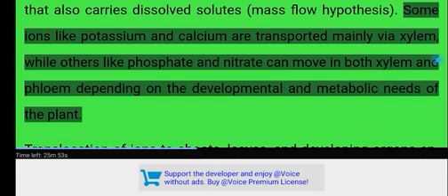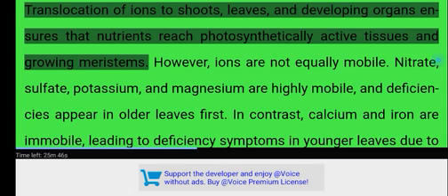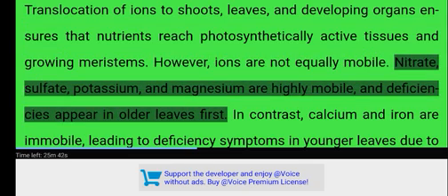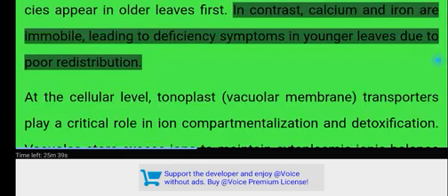Some ions like potassium and calcium are transported mainly via xylem, while others like phosphate and nitrate can move in both xylem and phloem depending on the developmental and metabolic needs of the plant. Translocation of ions to shoots, leaves, and developing organs ensures that nutrients reach photosynthetically active and growing meristems. However, ions are not equally mobile. Nitrate, sulfate, potassium, and magnesium are highly mobile, and deficiencies appear in older leaves first. In contrast, calcium and iron are immobile, leading to deficiency symptoms in younger leaves due to poor redistribution.